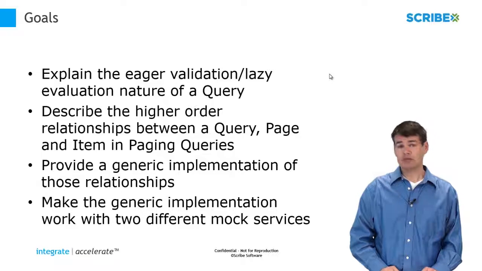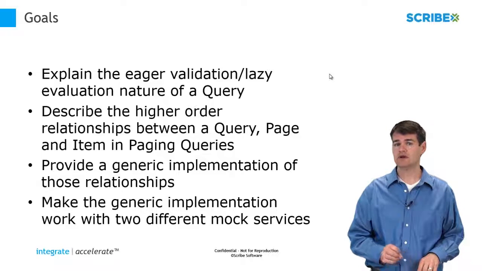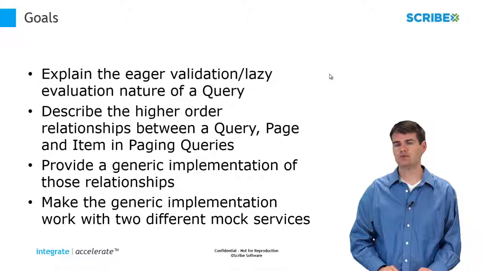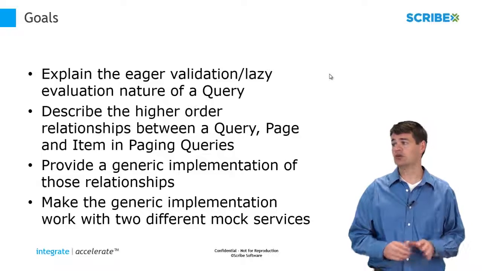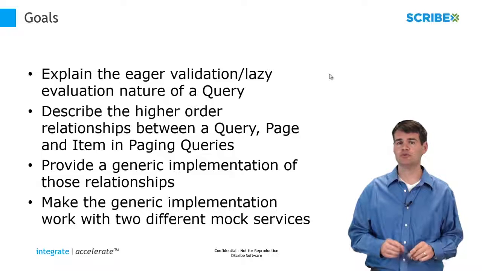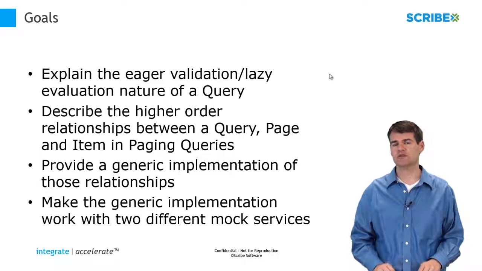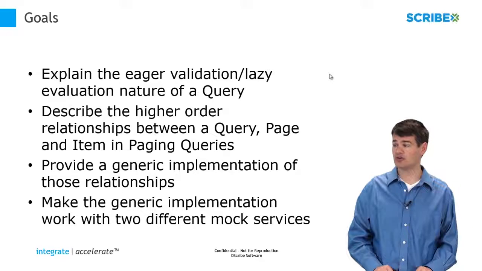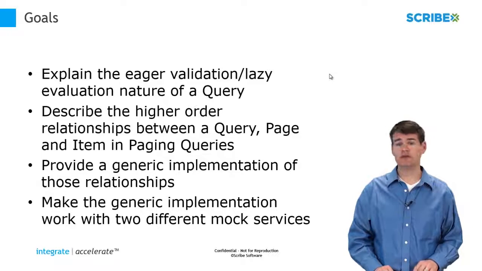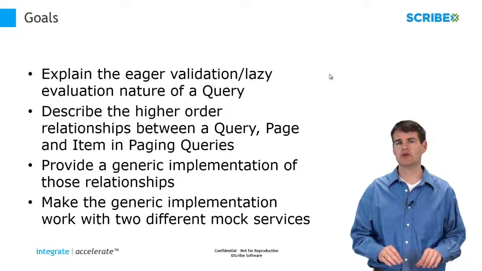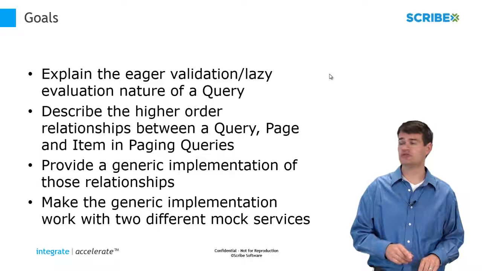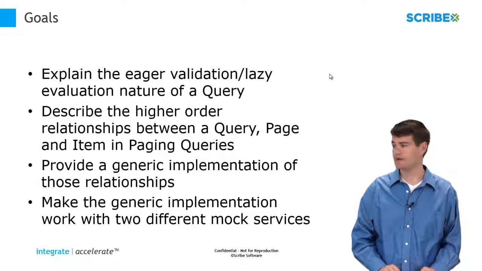Then I want to talk about the higher order relationship between a query, a page, and an item on a page, and explain what higher order means and how those things relate. Then we're going to provide a generic implementation, and I'm going to try to show you a functional implementation, as well as an abstract base class implementation, so we can look at a couple different styles in C#. And then we're going to use two mock services that do different types of querying, and we're going to implement that generic implementation for those two different mock services so we can put it all together.